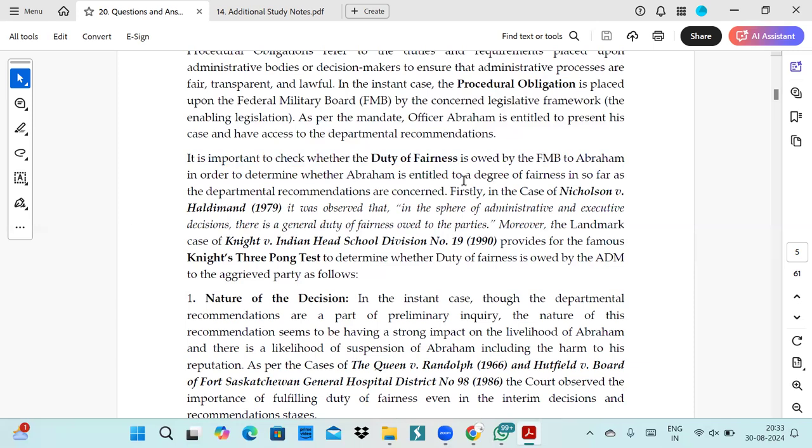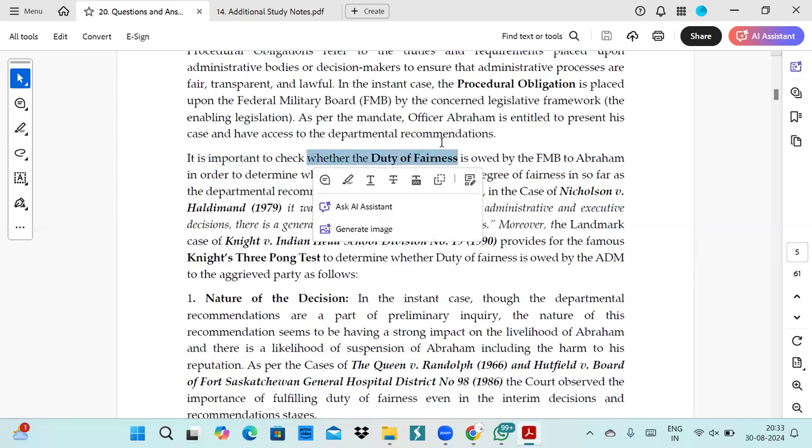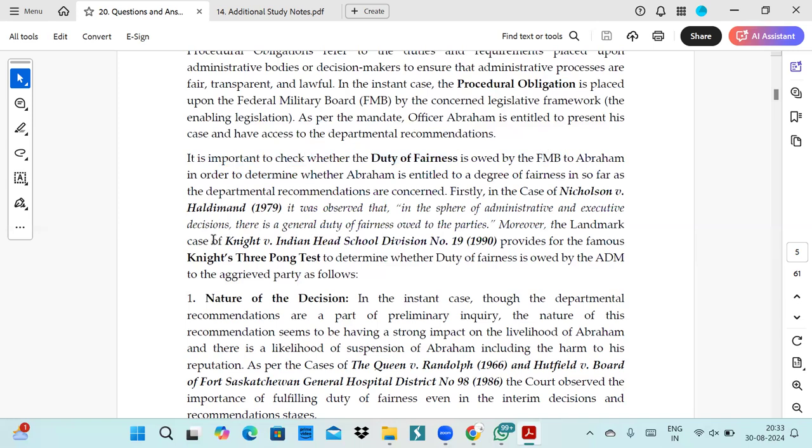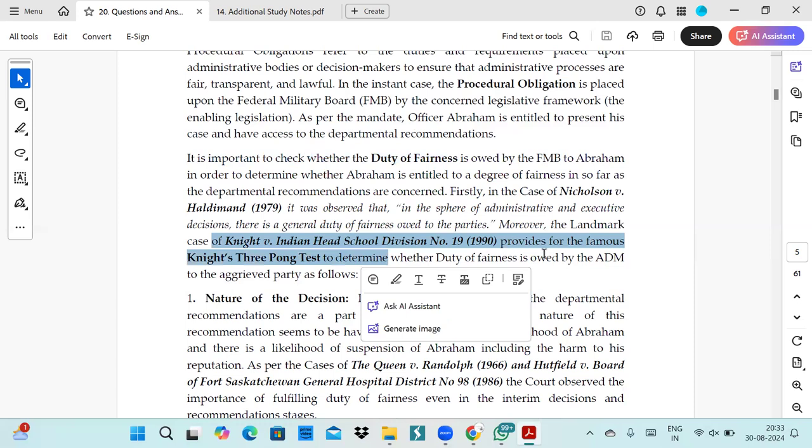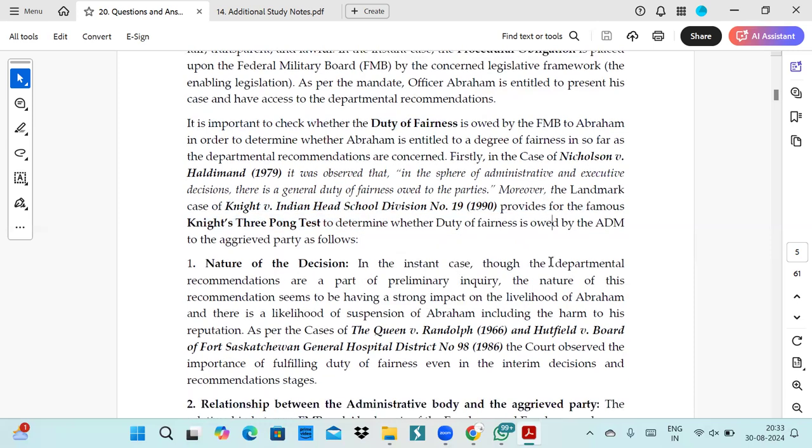So degree of fairness comes later. First we have to see whether the duty of fairness is owed or not. And for that, we have the Knight three-prong test. Going to the three-prong, I will go into the nature of the decision.